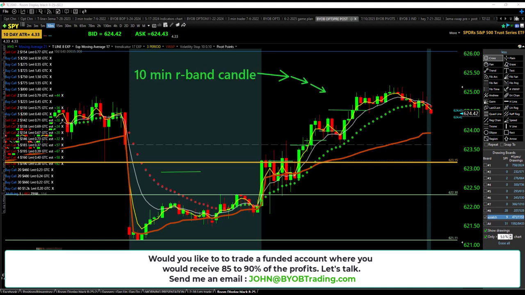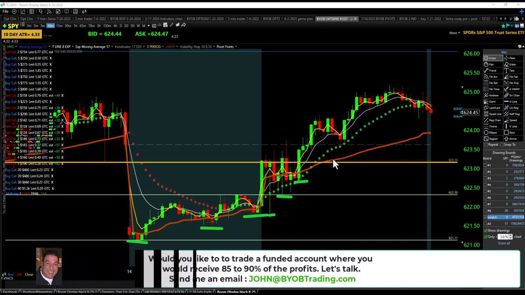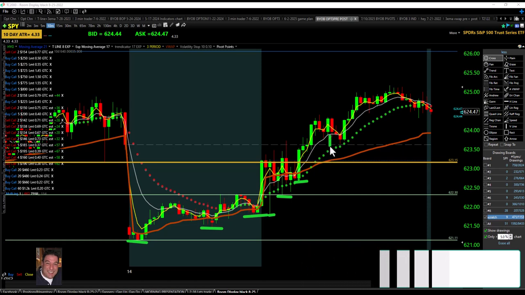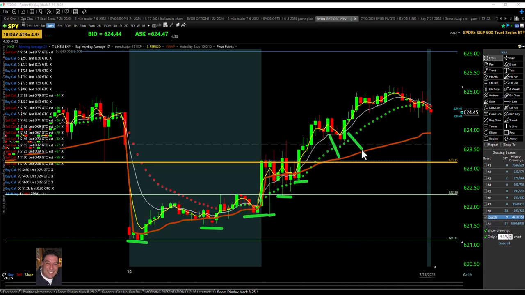Let me map those out so you can see them. You've got a low, higher low, higher low, higher low, higher low, higher low, and then a rip right over the pivot. 10-minute uptrend over VWAP right here. We make a lot of money on the 10-minute uptrend over VWAP, especially when price separates itself from VWAP. Notice the distance.